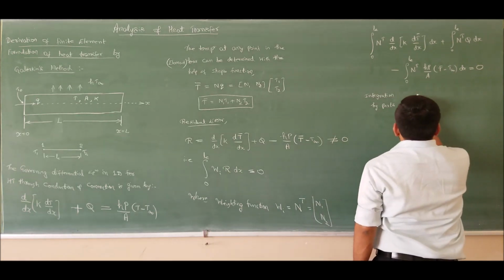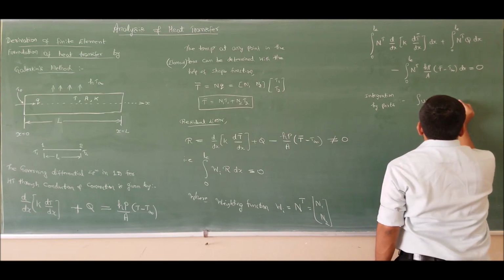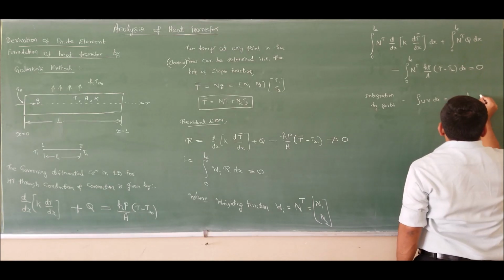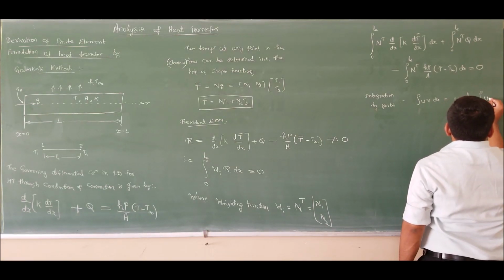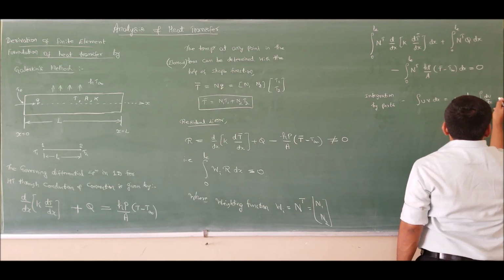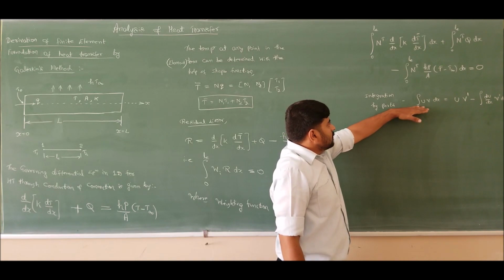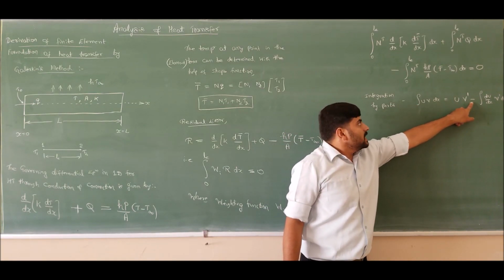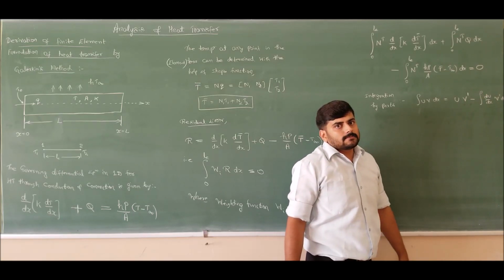integration by parts is given by integral of u into v with respect to x is equal to first function into integral of second minus integral of differentiation of first into integral of second. Integration by parts states that first function into integral of second minus derivative of first into integral of second.